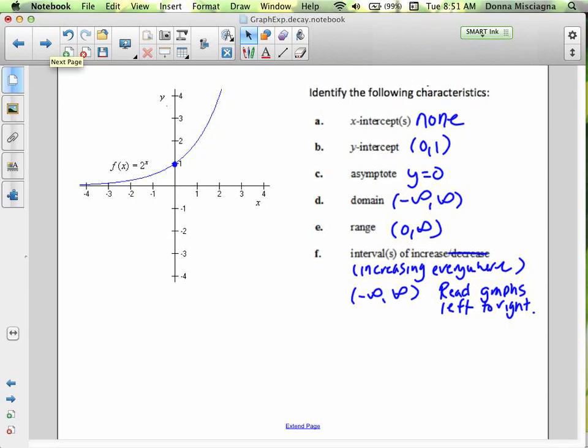Yeah. So we read graphs left to right. Any questions on this one? Let's do another one. These are some basic features you should be able to identify if I give you the graph of an equation.